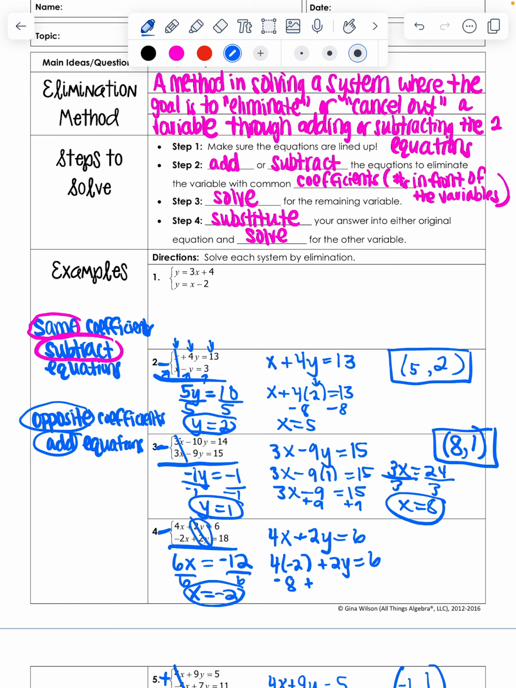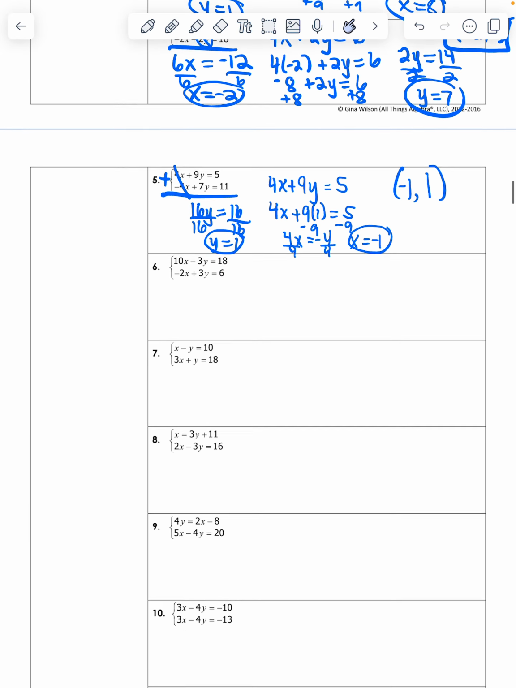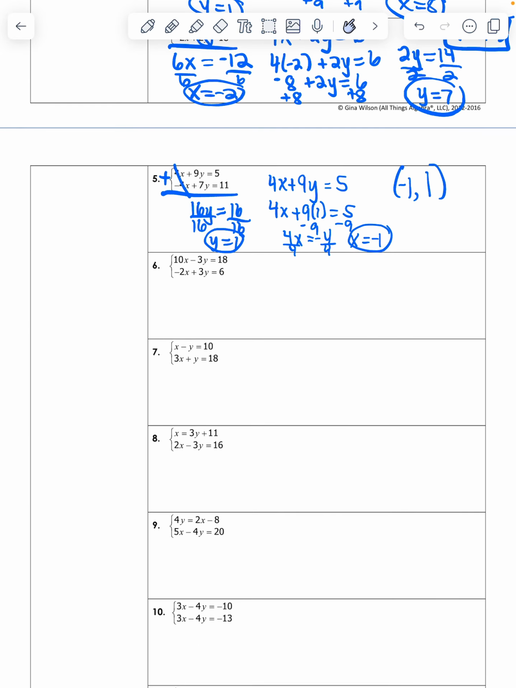This is negative 8. Adding 8 to both sides, 2y equals 14. Dividing by 2, y equals 7. So altogether, this final answer would be negative 2, 7. Flipping to the next page, let's just do a couple more, making sure we understand the process when they're not the same, but they're opposite.